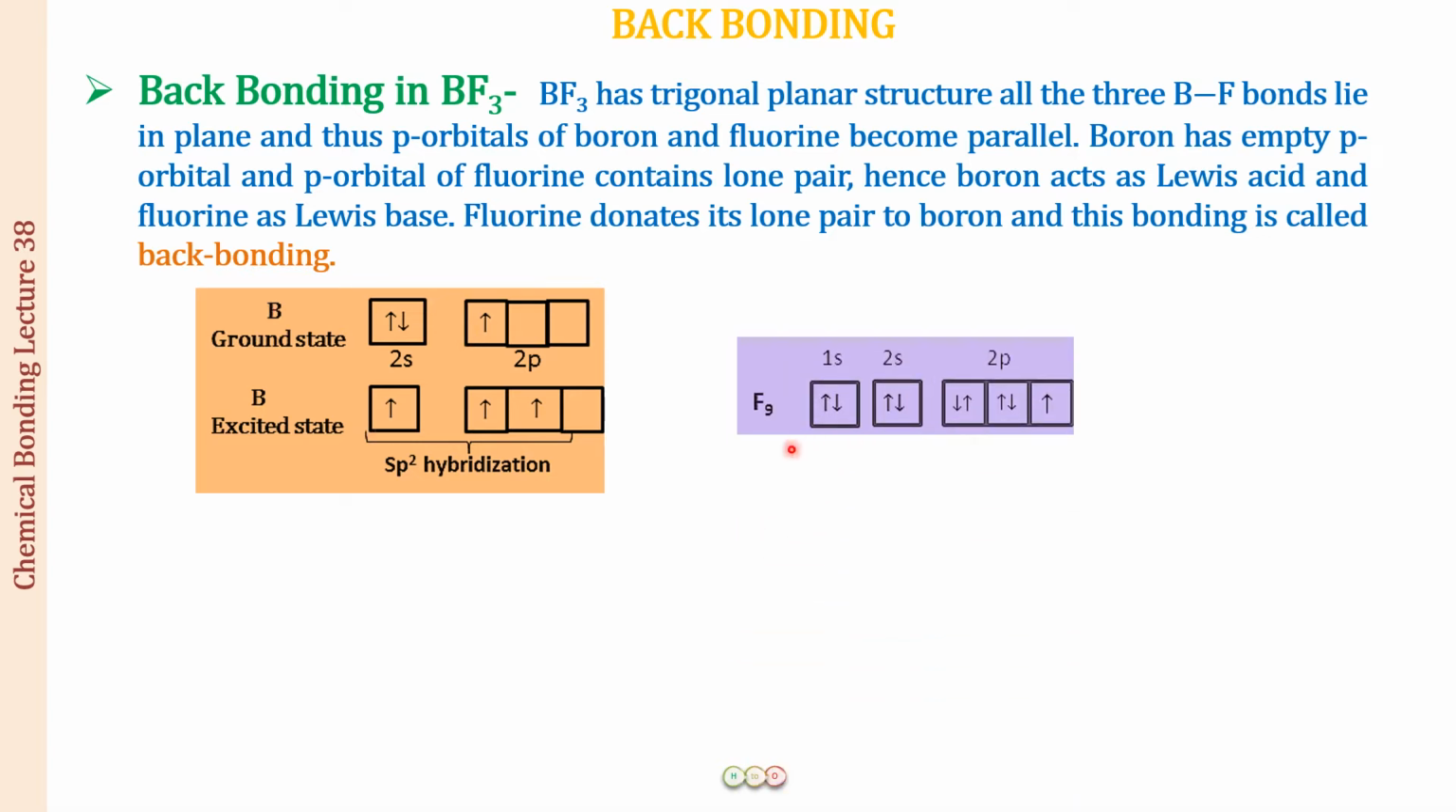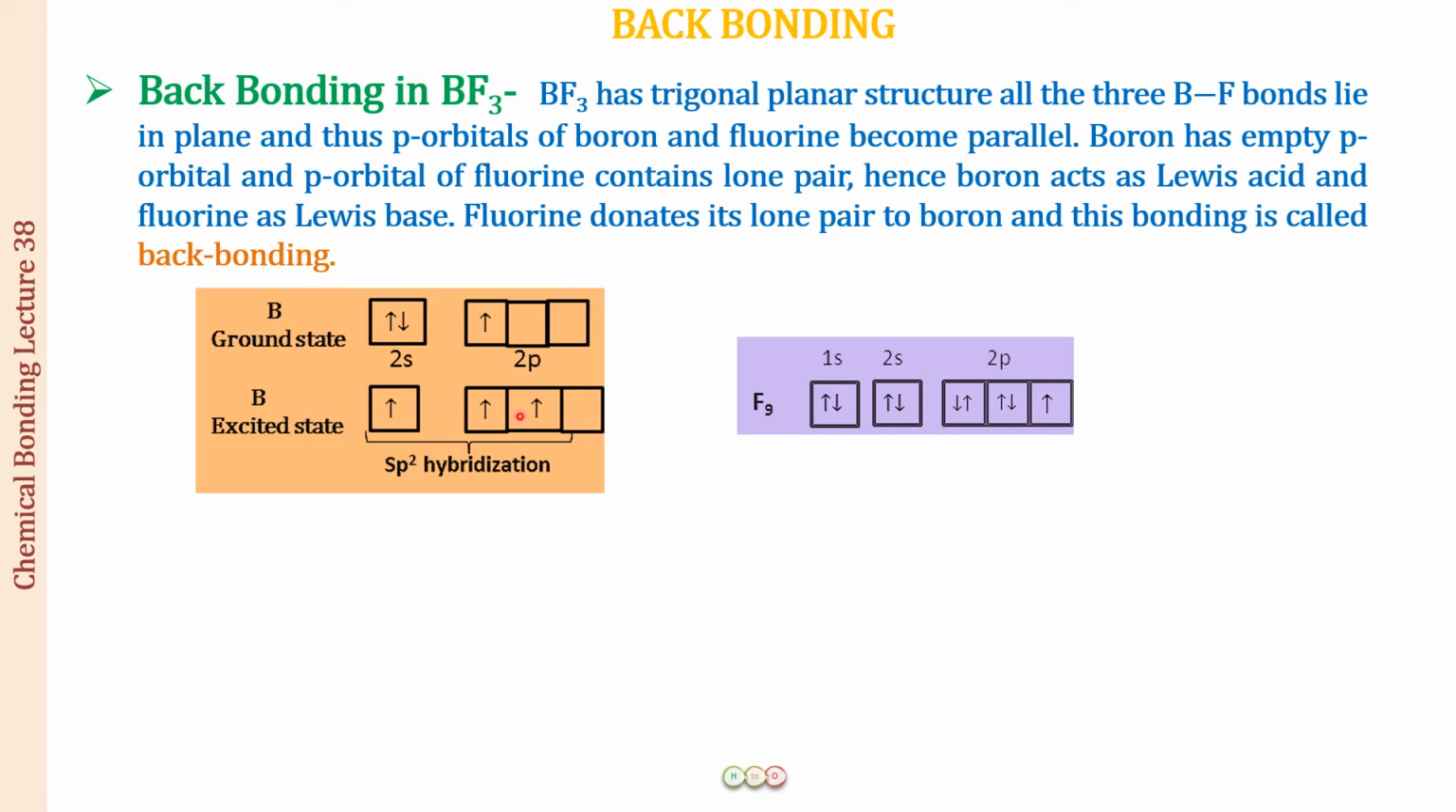For fluorine, with the electronic configuration of 1s2 2s2 2p5, we have one orbital which is going to be half-filled. This is going to overlap with one of the orbitals of boron, but now all three boron orbitals have to be half-filled so that we can form three bonds between boron and fluorine, right? So what happens, you all know that one of the electrons from the 2s is going to jump into the 2p so that we get three orbitals which are half-filled.